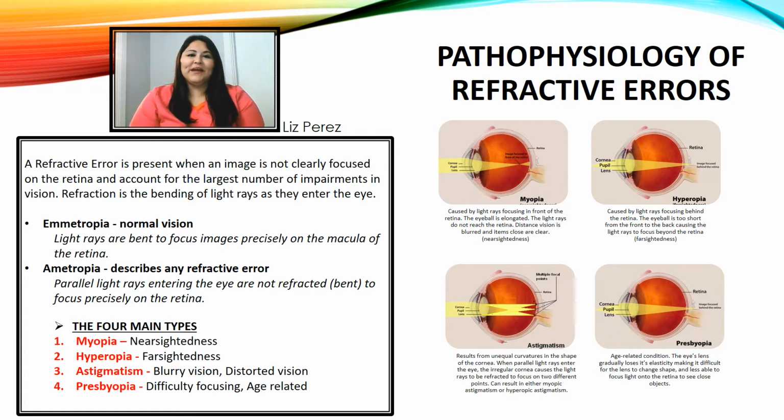With ametropia, however, this basically describes the presence of a refractive error, any refractive error. What this means is parallel light rays entering the eye are not refracted. In other words, they're not bent to focus precisely on the retina. Refractive errors are a type of vision problem that makes it hard for one to see clearly. This happens when the shape of one's eye keeps light from focusing correctly on the retina, which is a light-sensitive layer of tissue on the back of one's eye.